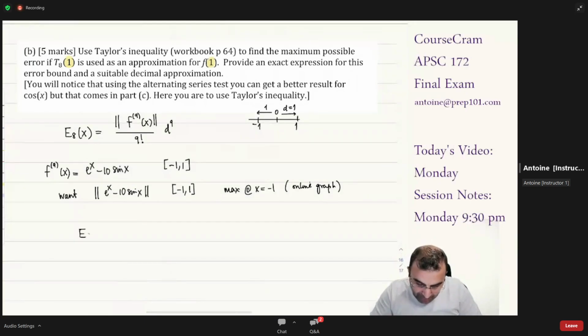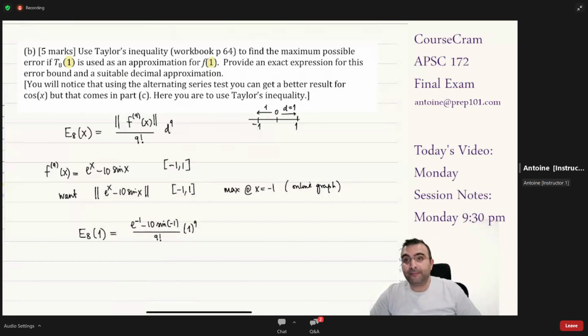So E8 of x, E8 of 1, because if we're using x is equal to 1, that would be e to the minus 1 minus 10 sine of minus 1, all divided by 9 factorial times 1 to the power 9. So if you do this, this will be 0.00002402.